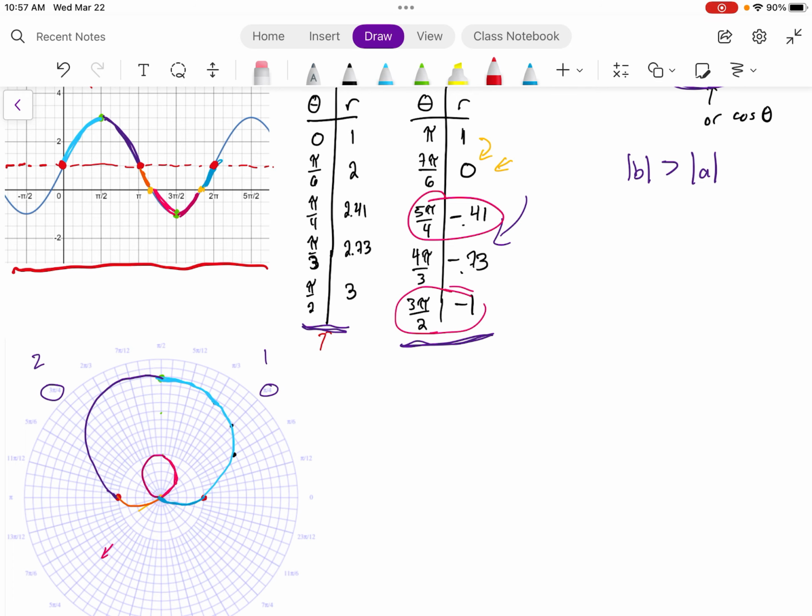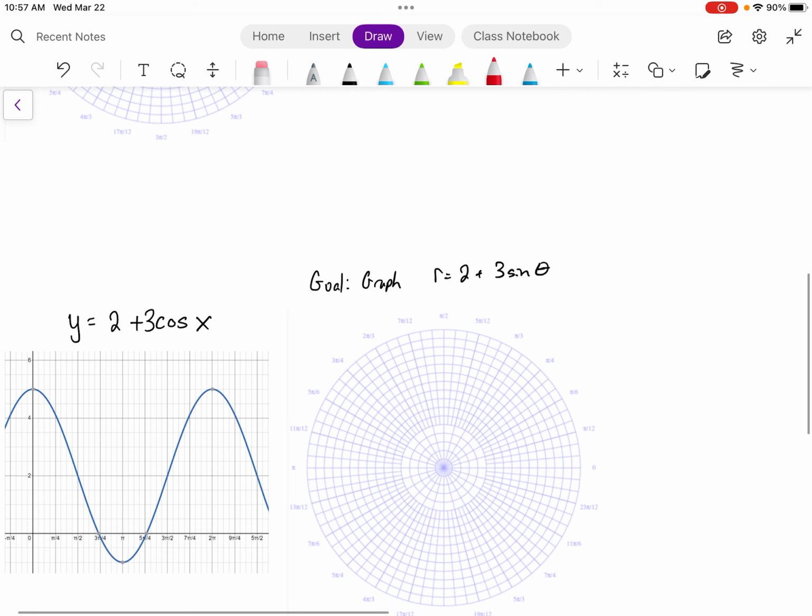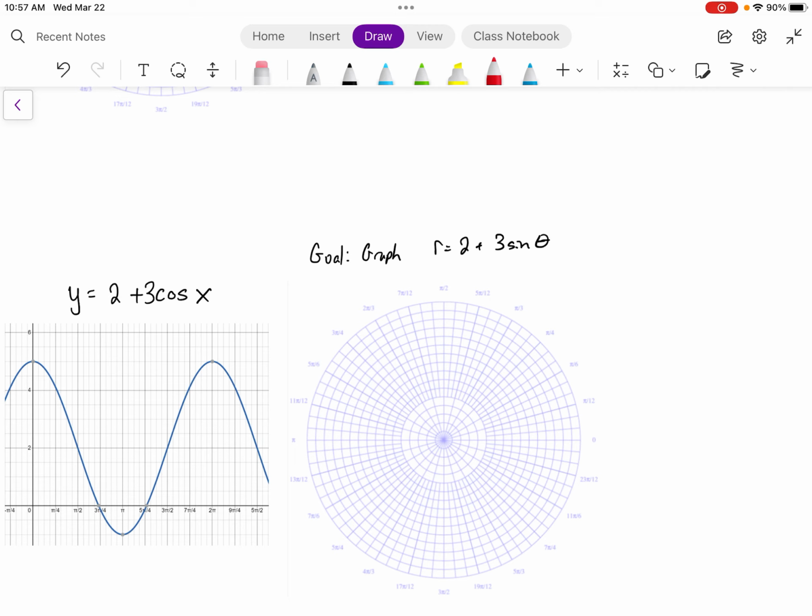So let's try to graph 2 plus 3 cosine x. Again, we're all experts with our trig graphs, so we were able to graph this right away. And it's great that we remembered that this had a peak to valley of 6, or an amplitude of 3, and it still had a period of 2 pi, and it's centered around y equals 2.